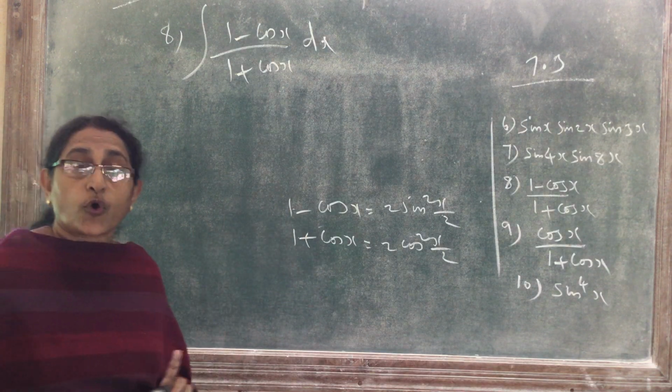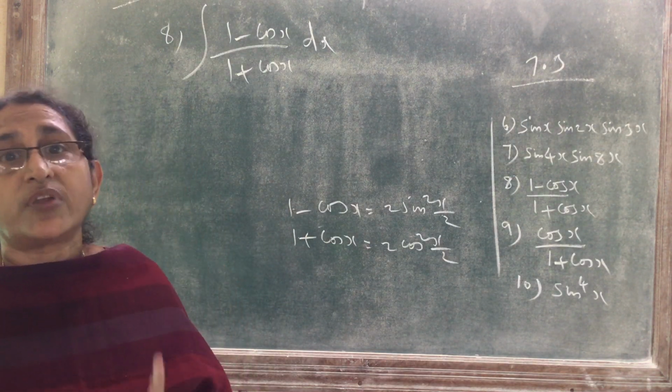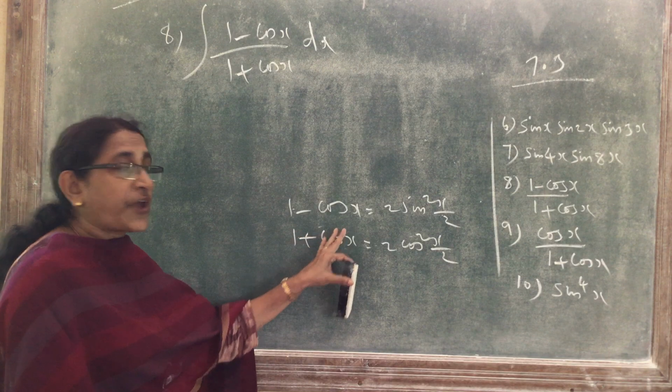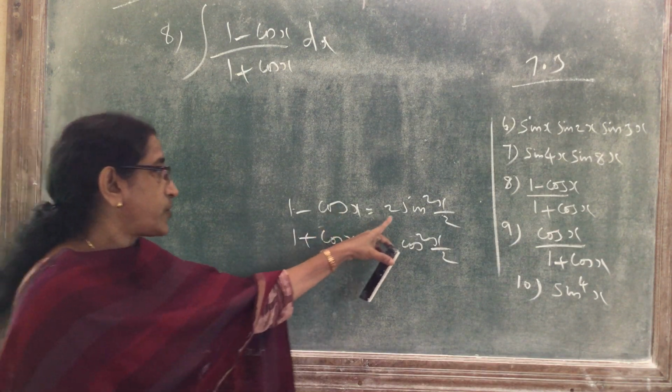We know the formula for cos 2x. From that cos 2x formula, we are getting this. So always we have to apply these. 1 minus cos x is 2 sin square x by 2.